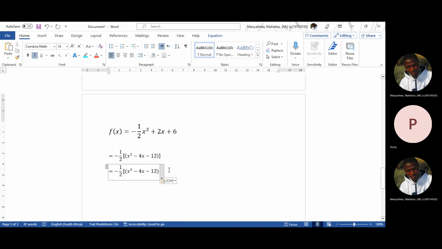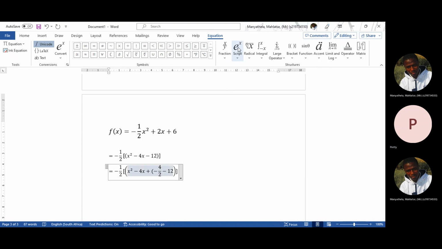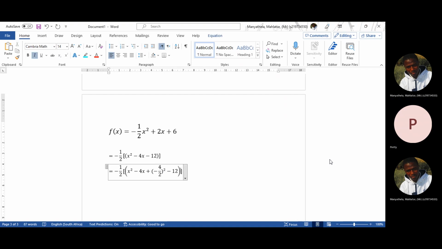So the second step: we take the coefficient of x, which is minus 4, and we add half of it, squared, in the equation. So we add in the bracket half of minus 4, which is minus 4 over 2. But don't forget that this thing we are going to square it. Then we also subtract the same amount.